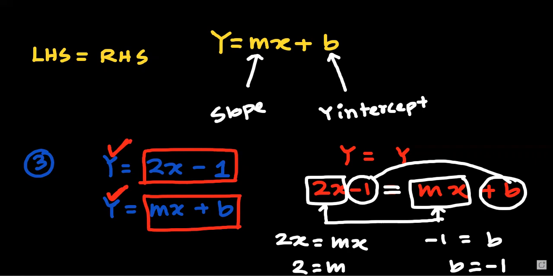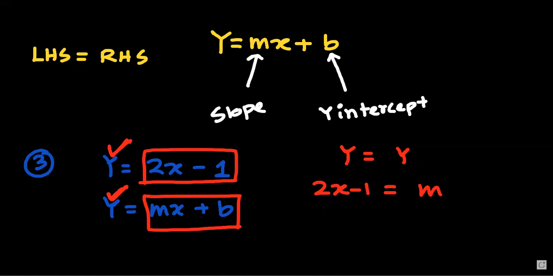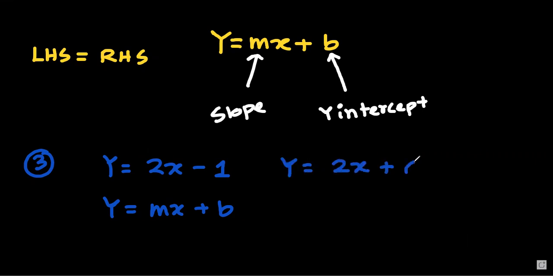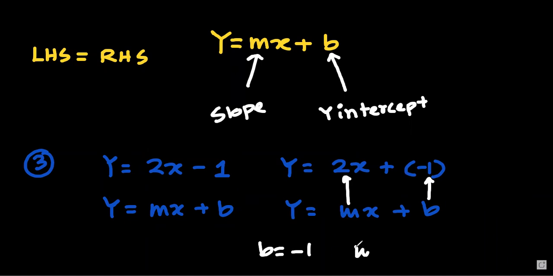Or if your observation is very good, then you can just directly say the answer. That's easy actually. If you compare the equation, basically you can write the given equation y equals 2x minus 1 as y equals 2x plus of minus 1 because it's in the form of y equals mx plus b. And if you observe it, you can simply say b equals negative 1 and m equals 2. So that's it.